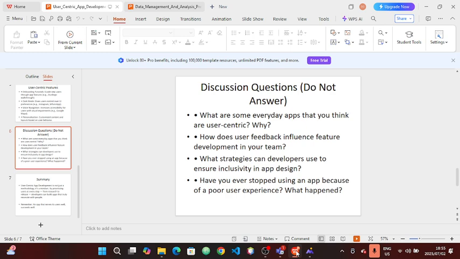So, the last question: have you ever stopped using an app because of a poor user experience, and what happened? This is a personal question. So, yeah, there's no right or wrong answer here because you stopped using it because of your own personal reasons. You had your own opinion to stop using the app, and it's not anyone's fault actually.